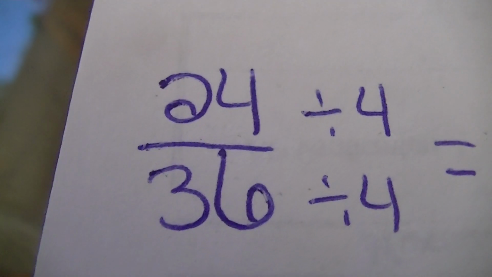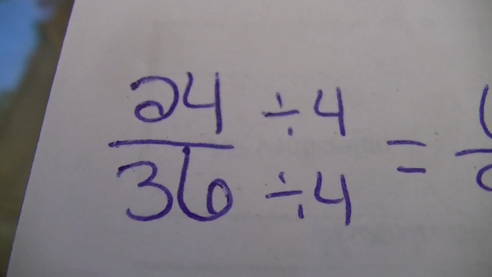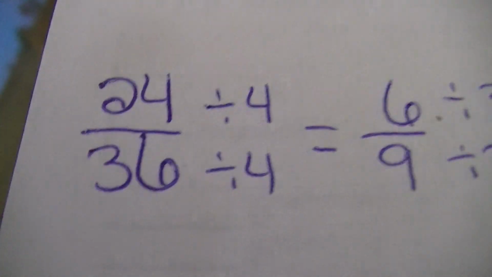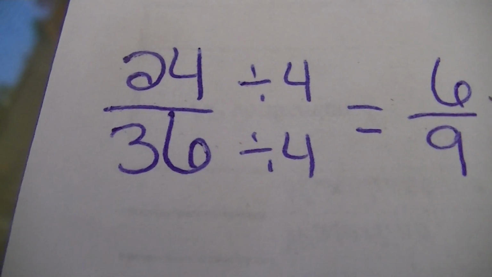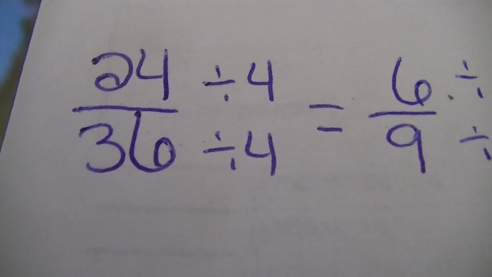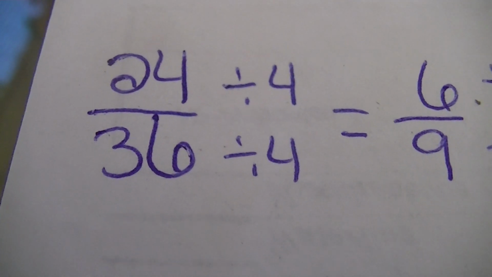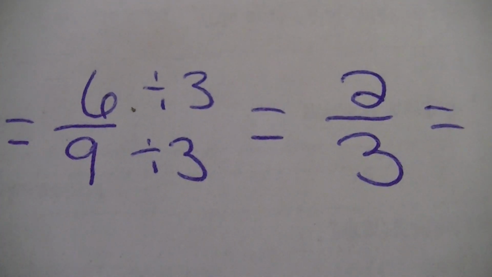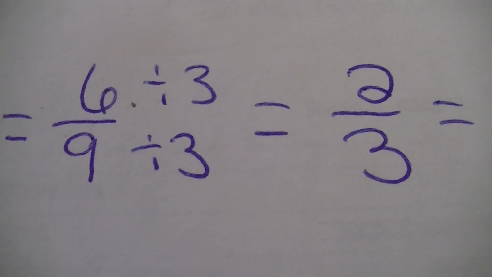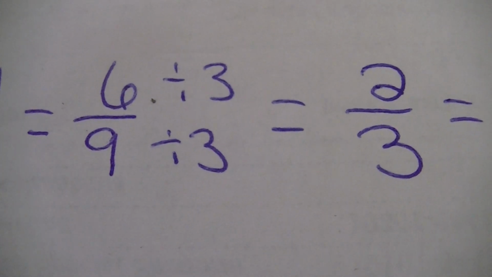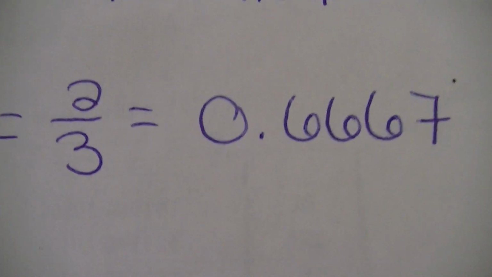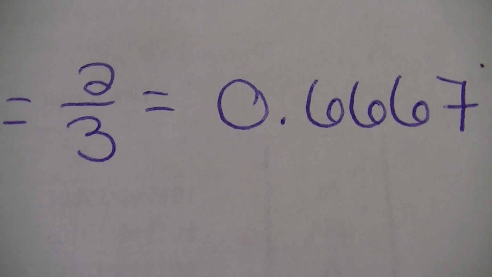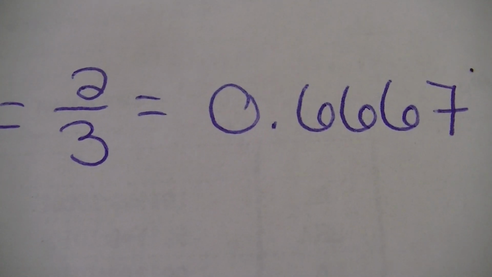All right, going down to the next example, 24 over 36. Still divisible by 4. In this case, we get 6 over 9 now. But now we can't divide by 2 because 9 is not an even number, but we can divide by 3. So whatever we do to the bottom, we do to the top. That gives an answer of 2 over 3, 2/3. We put that in the calculator. 2 divided by 3 equals 0.6667.